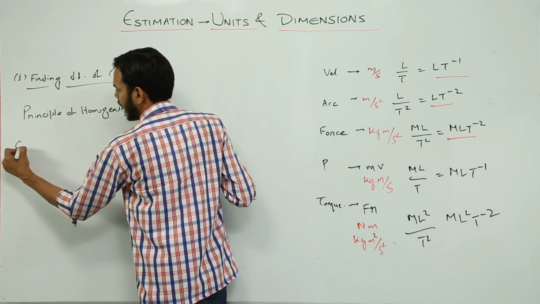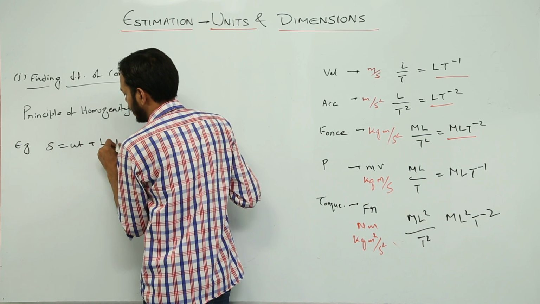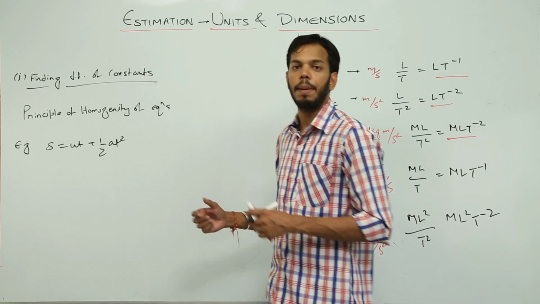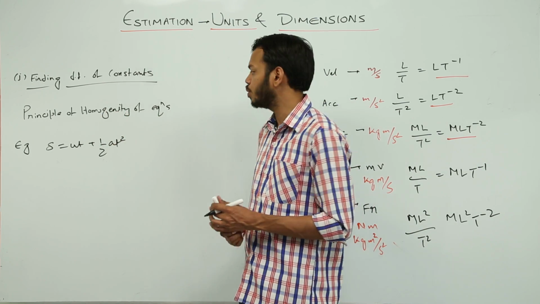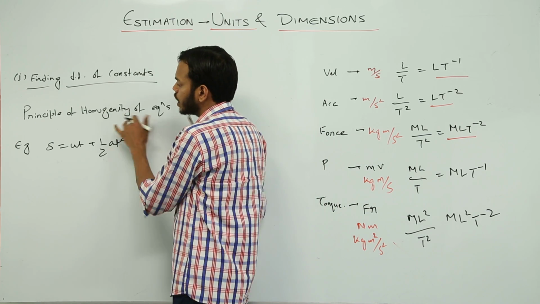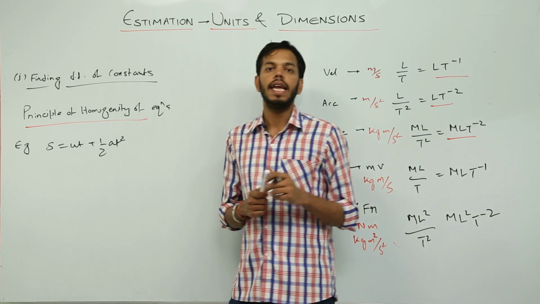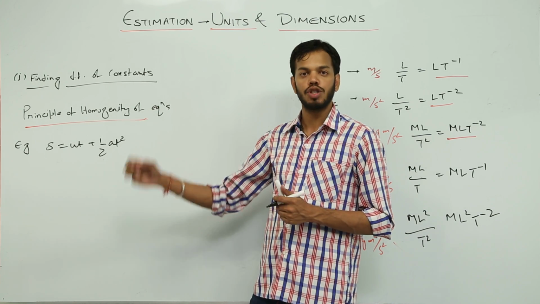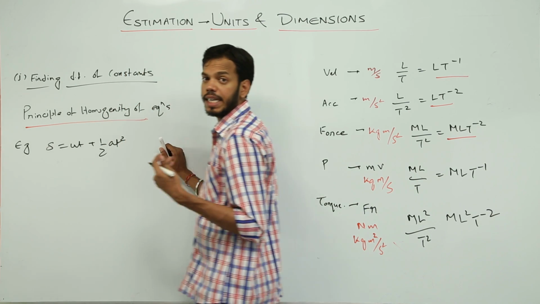For example, I am taking the equation S = ut + ½at², and let's check the validity of this principle of homogeneity of equations. According to this law, the dimensional formula of each term has to be the same. Let's see how we represent a dimensional formula.